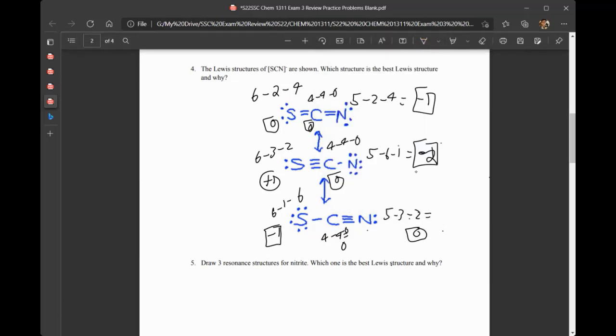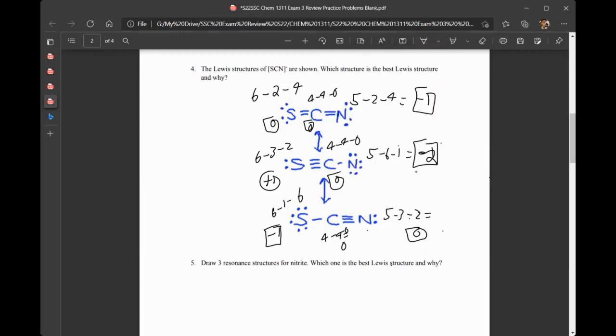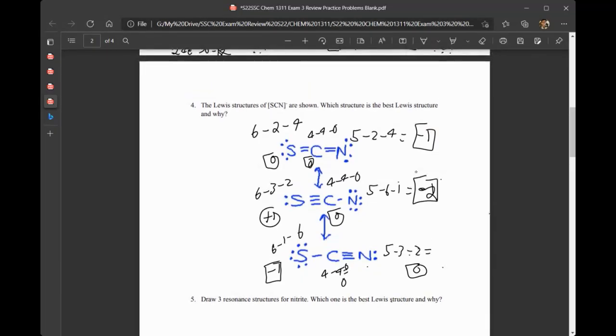So let's go ahead and determine which one has the best formal charges. I can rule the second one out because the charges are too spread: there's a +1, a 0, and a -2. We want to try to narrow that down or limit the charge spread. So we can say it's not this one.